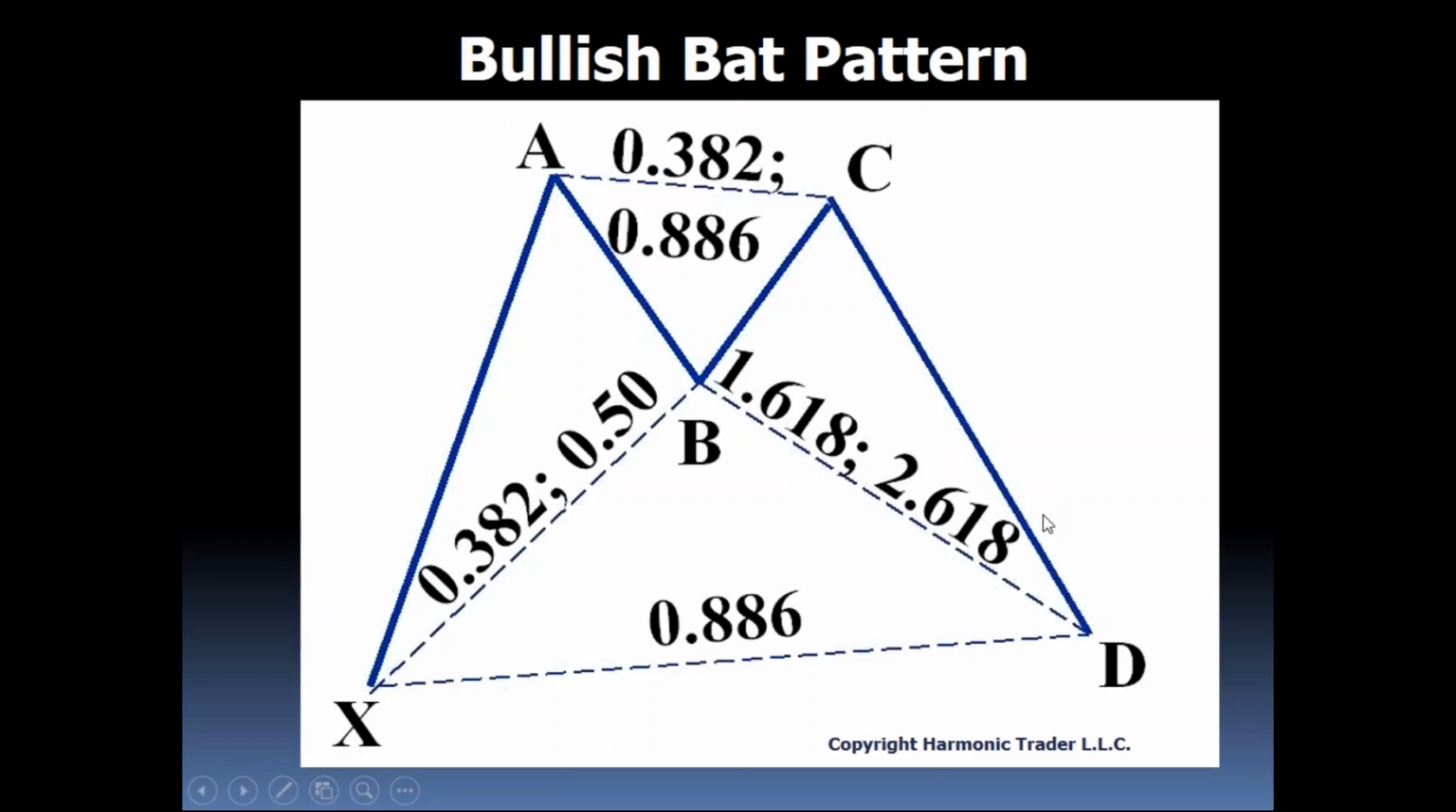We look at an alternate ABCD, and we look at more extreme BC extension measures. This minimum 1.618 extension exemplifies the extremity of this formation.